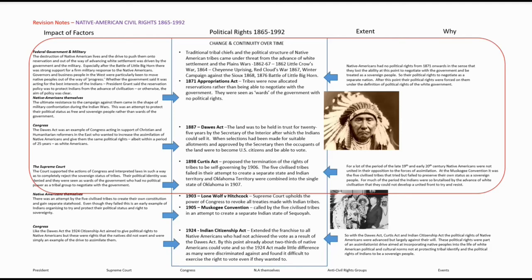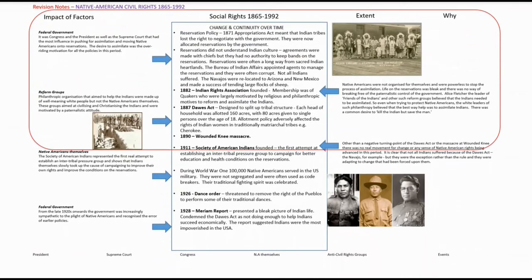So we can see in terms of their political rights, this is dominated by the Appropriations Act and by the Dawes Act. We can see that their political status changed significantly in this period, and we'll come to that in a little bit. In terms of their social rights, their ability to live as they once had in tribal groups and adopting the same social customs as they previously had, that is damaged by the actions of the government in this period. And again, the Dawes Act looms large in that.